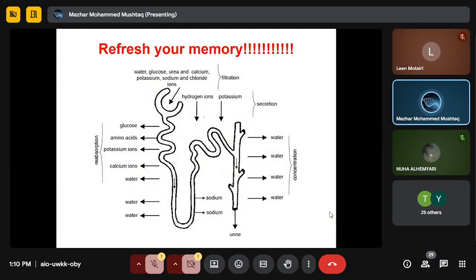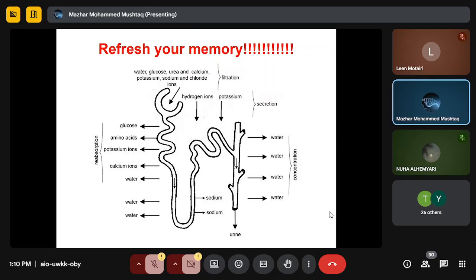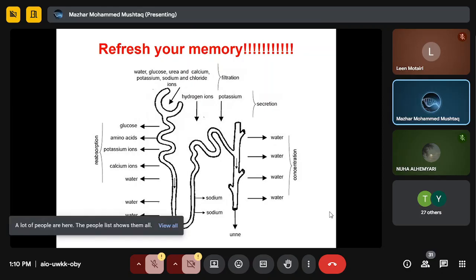Refresh your memory. What do you see here? How many students are we here now? Mashallah, some people are leaving. Wow, interesting. So, refresh your memory. What do you see here?